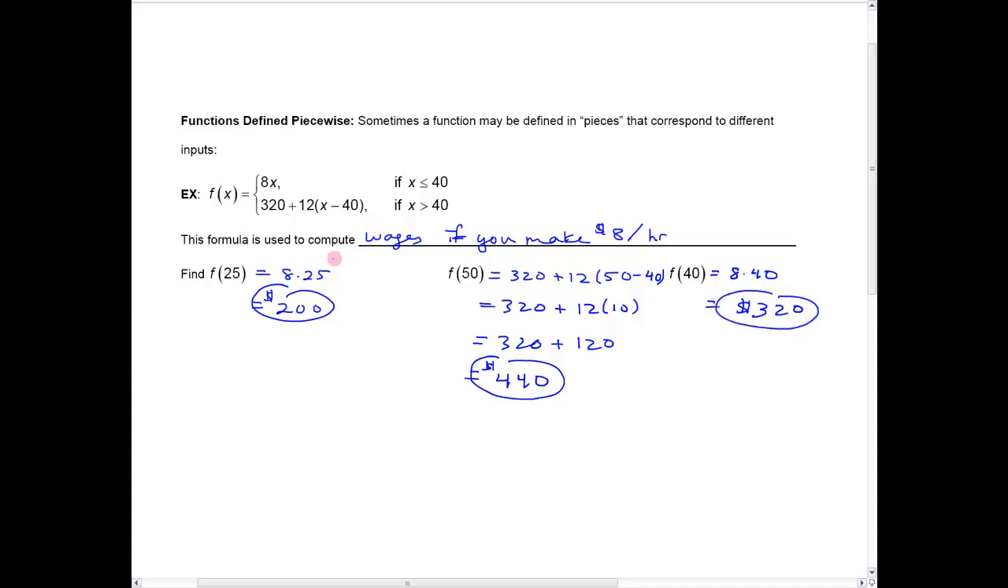Okay? All right, so that's what we mean by a function that's defined piecewise. You just have to determine which formula to use based upon the input.